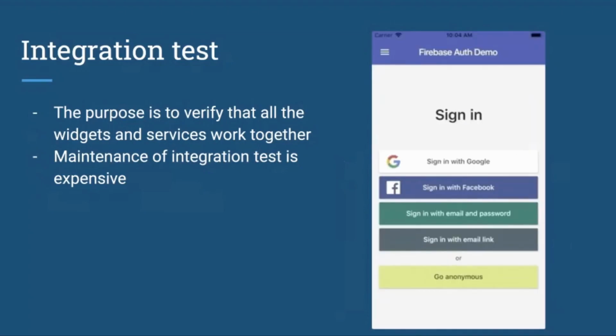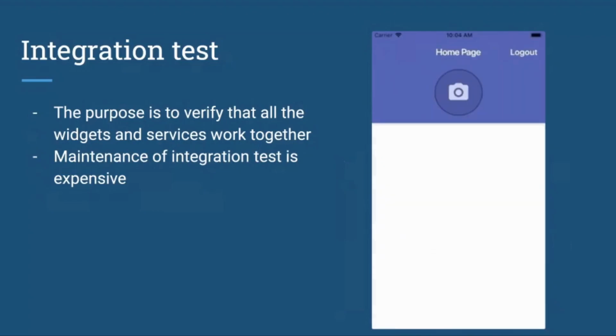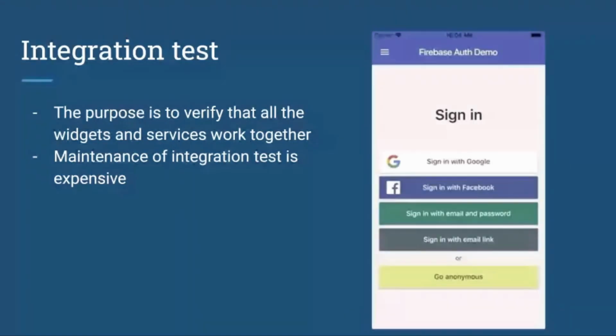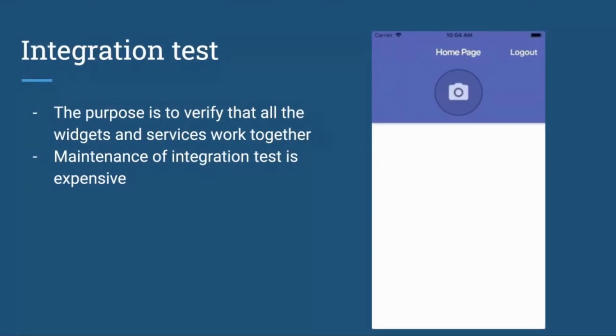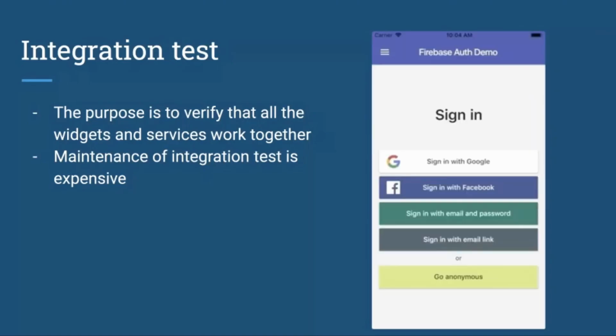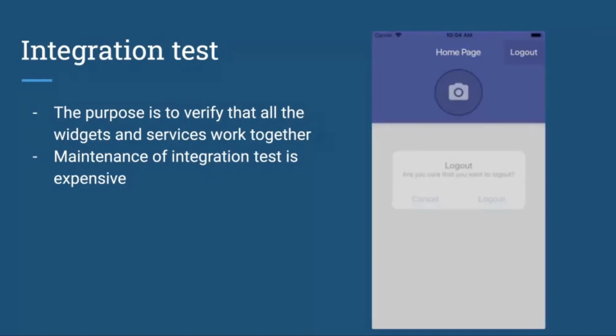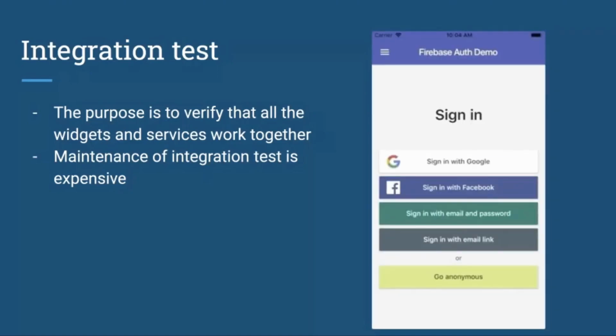And most people that I heard told that integration test is expensive, so it's not too common in Flutter, I guess. And here we have an example of a login. When you click on the Go Anonymous button, the app runs some login function and goes to the home page. And then the app looks for the logout button and taps it and calls another function to sign out of the app.